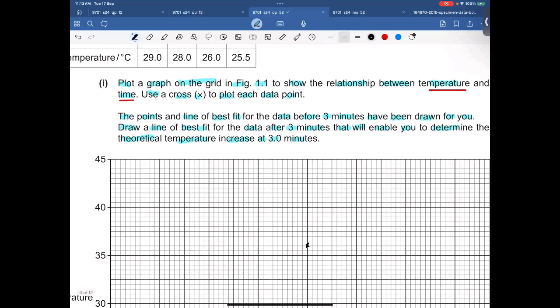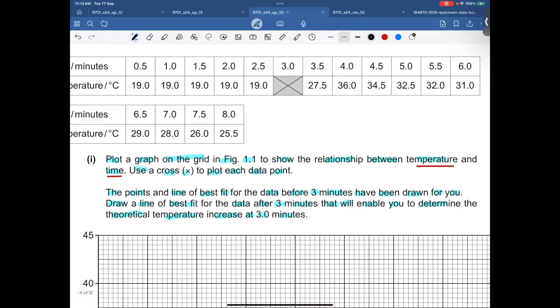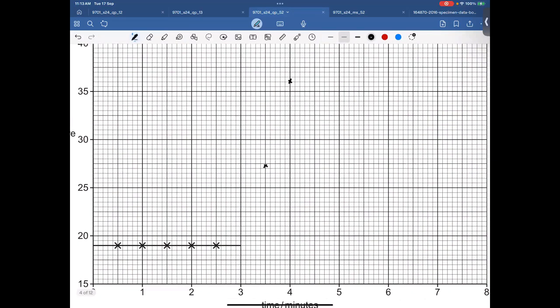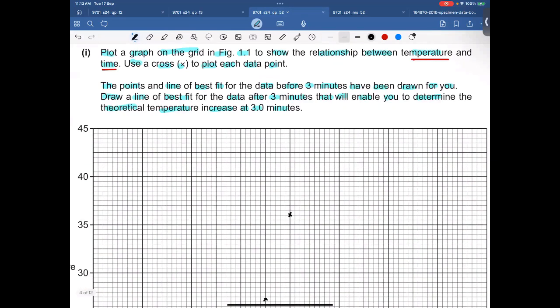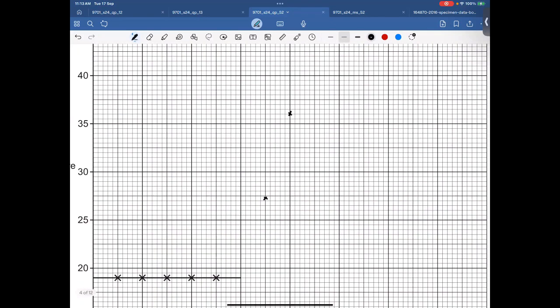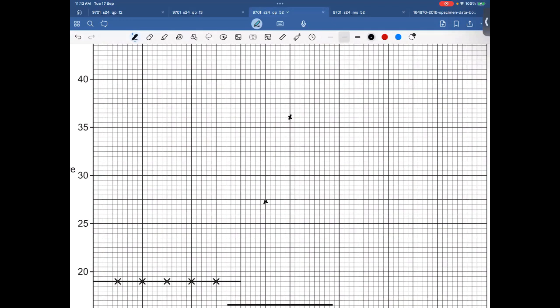Then at 4.5, 34.5, and this is 31, 32, 33, 34, and 34.5. Okay.